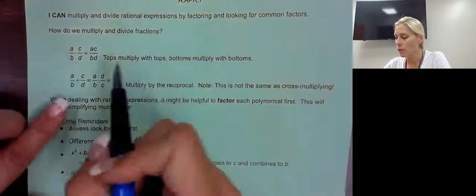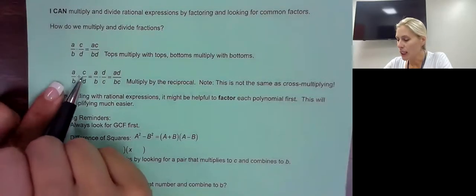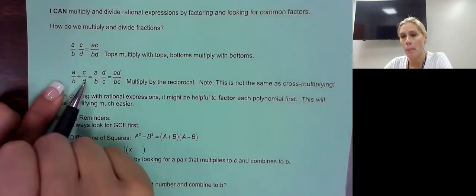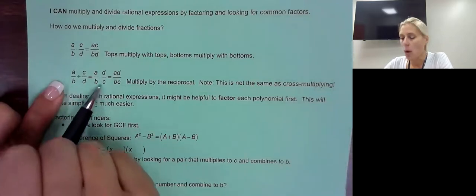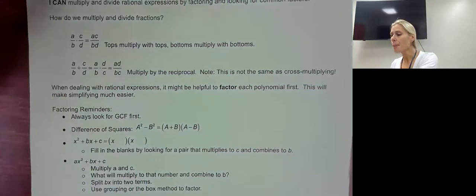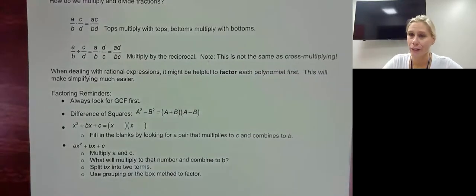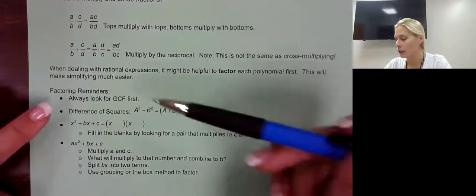With division, if you remember correctly, we'd keep the first fraction the same, change the division to multiplication, and then flip, or do the reciprocal of, the second fraction. And then we multiply straight across. And that's exactly what we're going to do today. But of course, since we're doing rational expressions, that means we have some factoring to do. So let's keep in mind, when we see a problem, if I feel like, oh, I have to factor first, let's remember some of our factoring stuff.